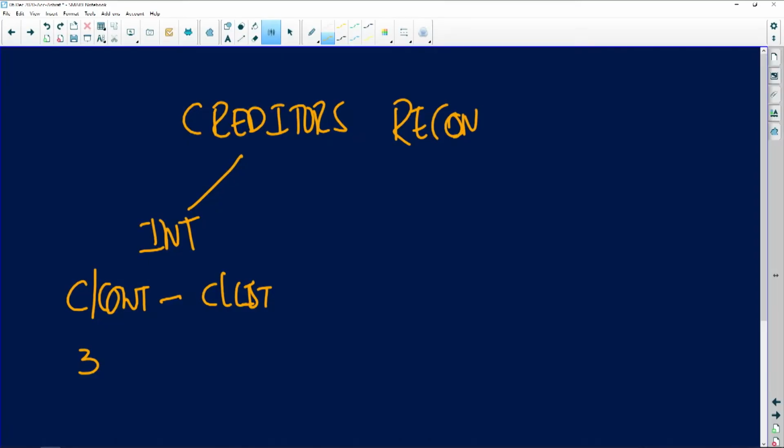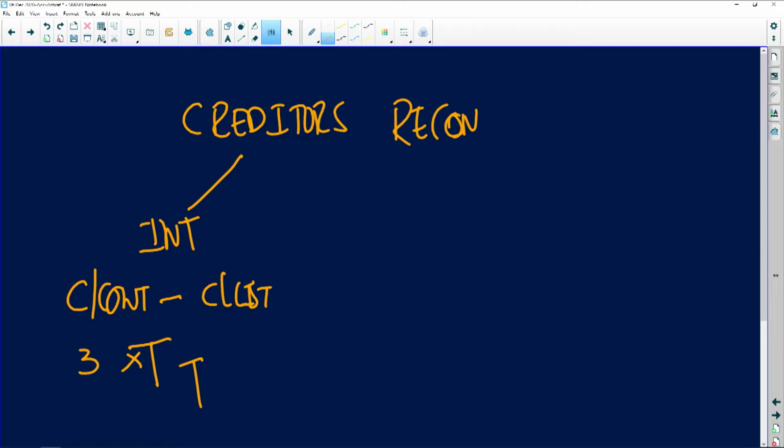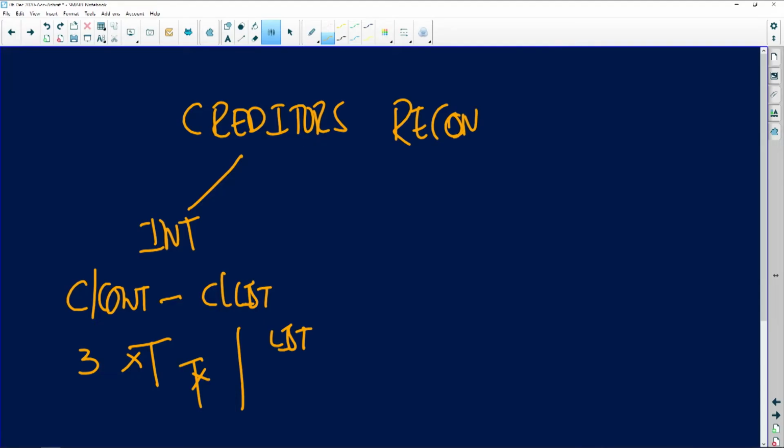Because remember, when dealing with creditors, we're dealing with the triple entry principle. Yes, that's right, you heard correct. Why? Your double entry in your general ledger, debit and credit, and a single entry in your list. For example, if you buy goods on credit, you are debiting trading stock, crediting your creditors control, and crediting your individual creditor. So yes, we are reconciling our creditors control account with our creditors list.